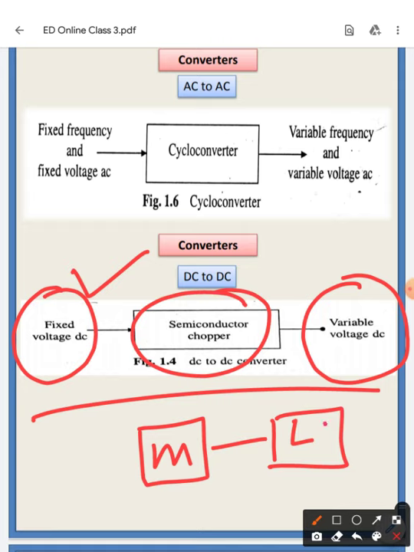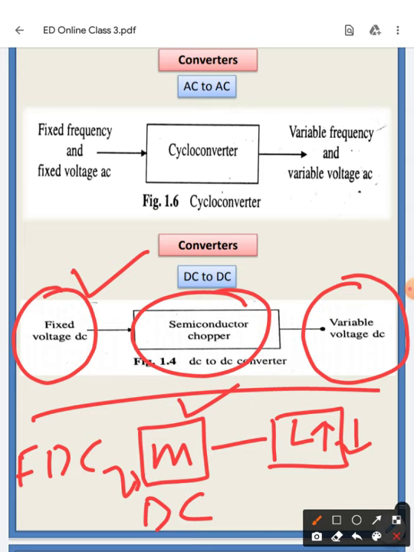That means the load speed is varying frequently by using this DC motor, right? So if you have a fixed DC voltage, then we can't change the speed of this motor at regular intervals. So for regular changing of the motor speed, to change the load speed, we need to change this fixed DC voltage into variable DC voltage. So for that only the semiconductor chopper is used.